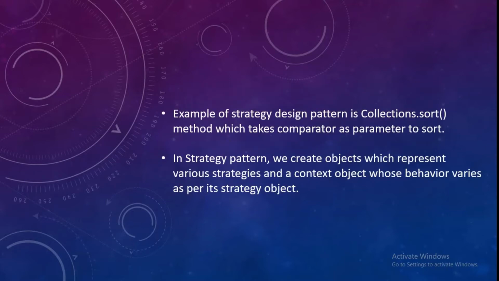In Java, when we talk about collections.sort, internally it is using the strategy pattern and taking a comparator object as a parameter. So for doing the sorting, it takes a comparator parameter, and that comparator is nothing else but one kind of strategy which is applied on the objects being sorted in collections.sort. So that is one example from the JDK.